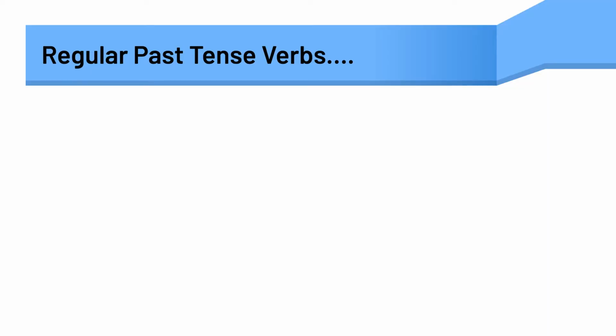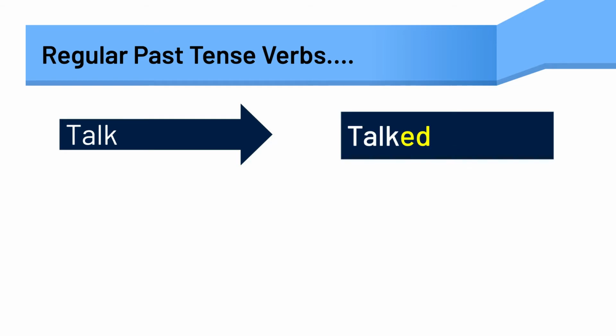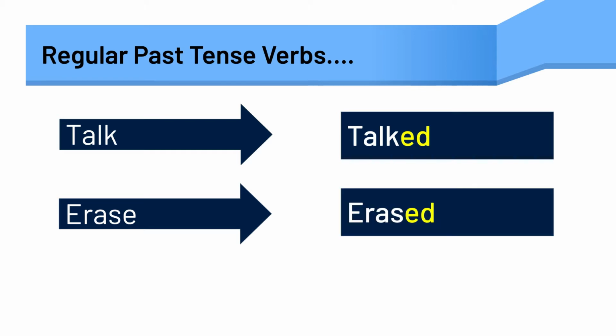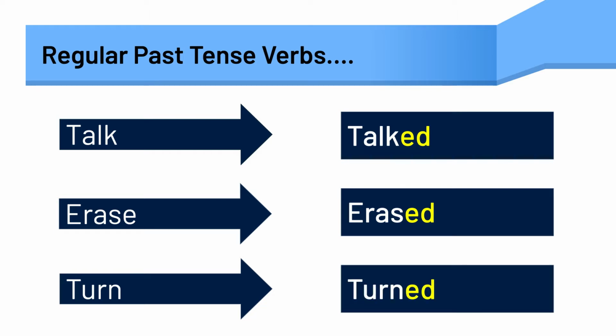In English, regular past tense verbs have an ed added to the verb. For example, the present tense verb talk gets ed added to become talked. Here's another example. Erase becomes erased once you add ed. Need another example? Okay, let's see one more. The word turn is the present tense form. Add ed and it changes into turned in the past tense form.